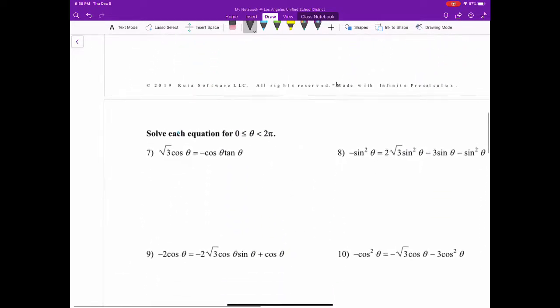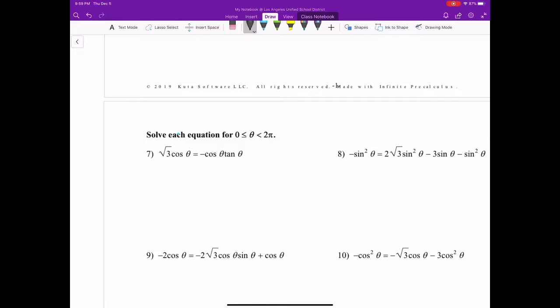So there's a trick here, and we are actually going to get them both on the same side. Square root of 3 cosine of theta, plus this to both sides, so it's plus cosine of theta tangent of theta equals 0. Now, if you notice that they both have a cosine, so we're going to factor it out. Cosine of theta, we have left over square root of 3 plus tangent of theta is left over.